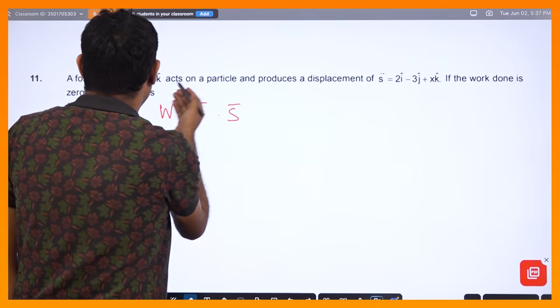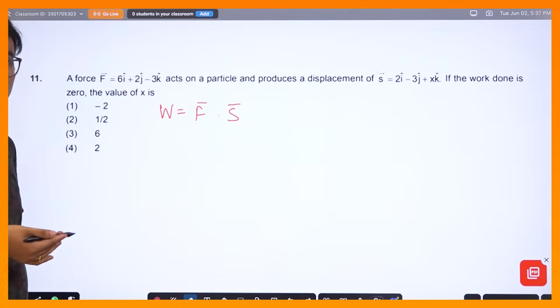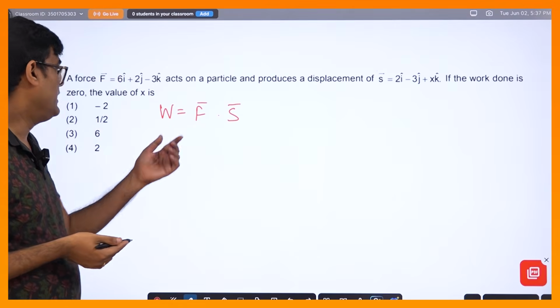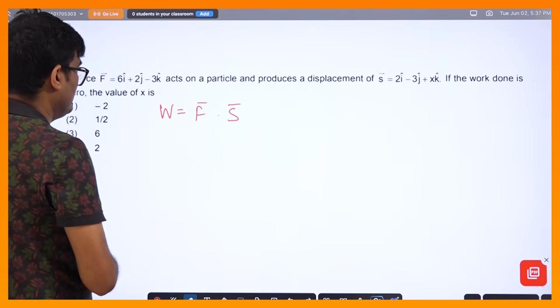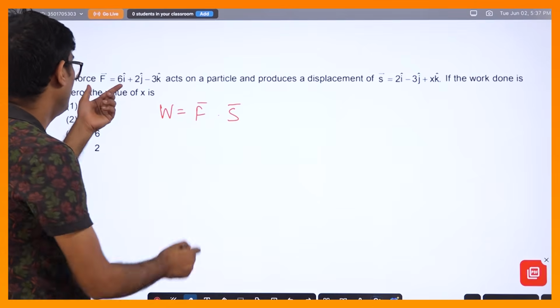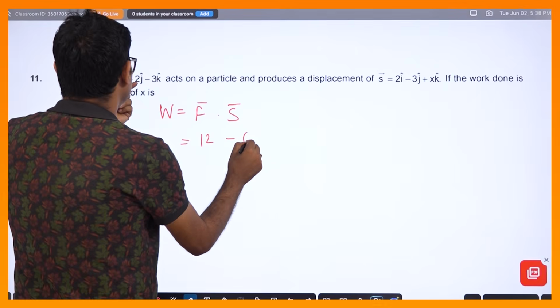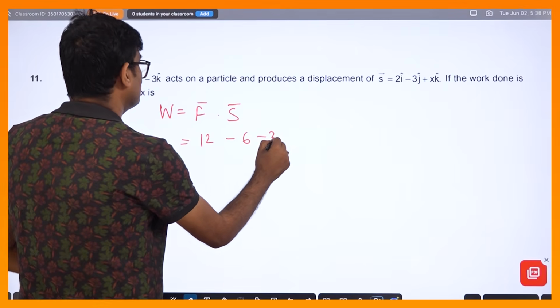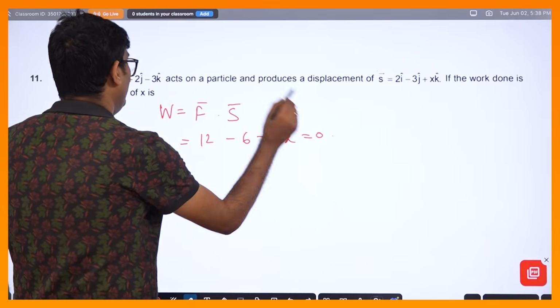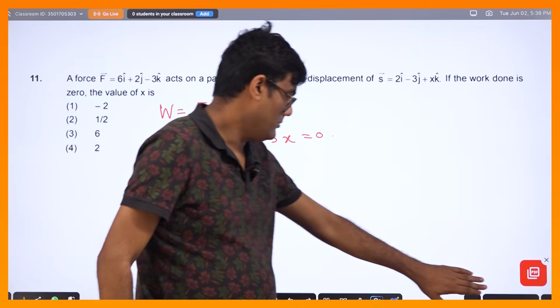But here the force is constant, so instead of the integral of F dot ds, we can directly write F dot delta s, right? If you do a dot product, then it is 6 into 2, 12, and minus 3 into 2, 6, so it is minus 3x equal to 0, right? You can find the value of x from here.